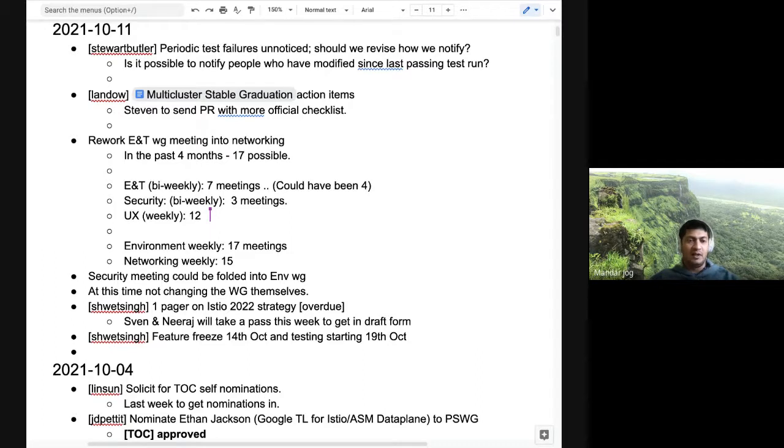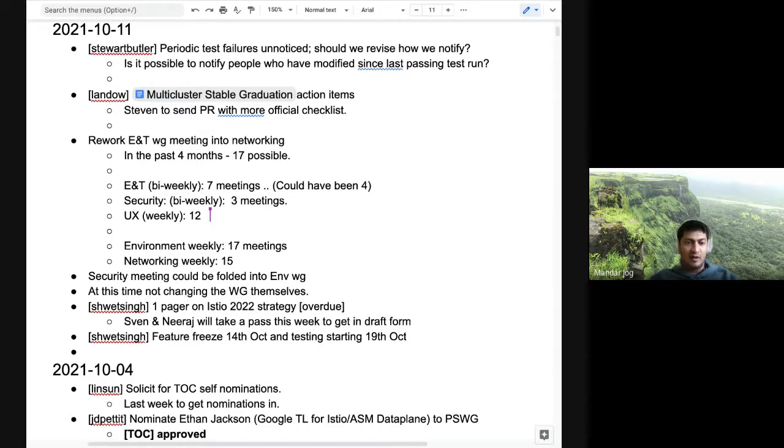So one is that we want to now rework the extensions and telemetry work group meeting into the networking meeting itself, so that many times the discussions are aligned, like all the API discussions and their implementation, that's very closely related to networking anyway. So I think that makes sense. That's the most concrete change from this.